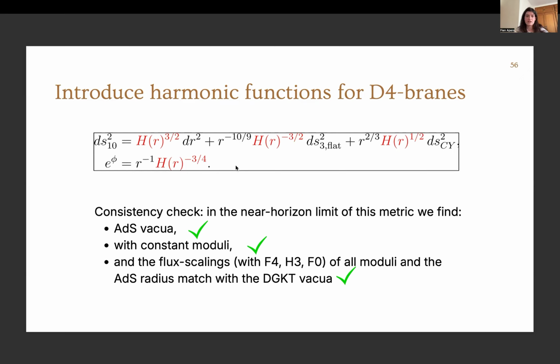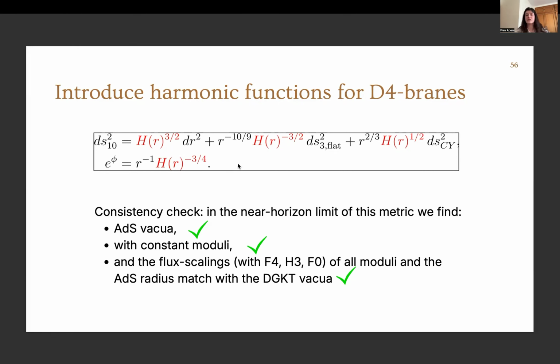And then we can check that this actually makes sense. So we probe the near horizon limit of this metric. And in the near horizon, we actually indeed find that we get some AdS geometry where all the moduli approach constant values. And the vacua in this near horizon have all the same properties as the DGKT vacua. So this is a very non-trivial test of the flux backtracking procedure. And so it seems like we're on the right track there.